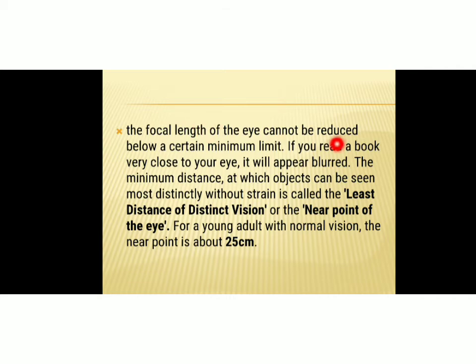The focal length of the eye cannot be reduced below a certain limit. Even though we discussed that the ciliary muscles will help to decrease the focal length of the eye, the focal length of the eye cannot be reduced below a certain limit. If you read a book very close to your eye, it will appear blurred, isn't it? So there is a minimum distance at which the objects can be seen most distinctly without strain. And this minimum distance is known as the least distance of distinct vision, or the near point of the eye. For a young adult with normal vision, the near point is about 25 centimeter.